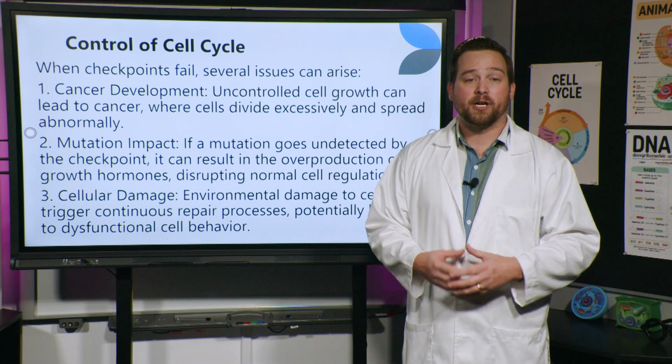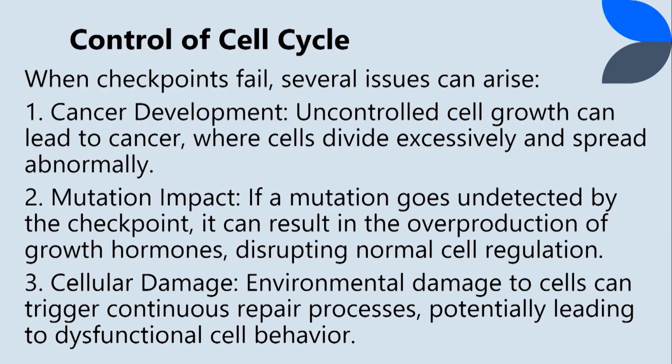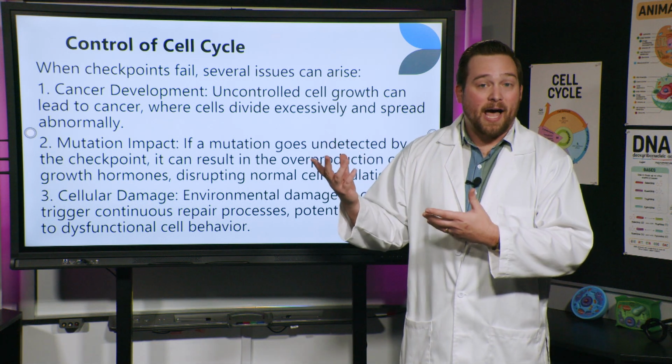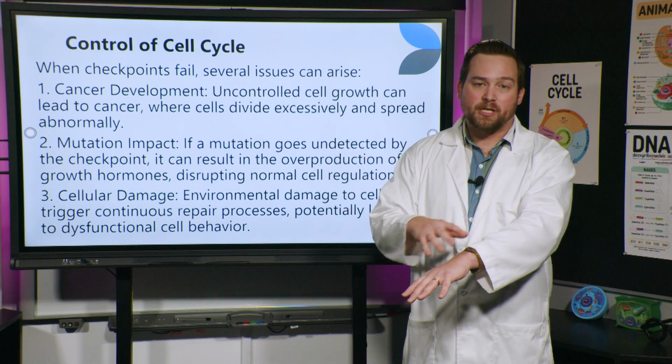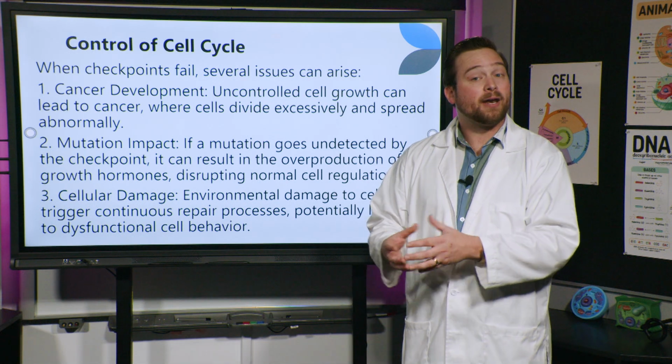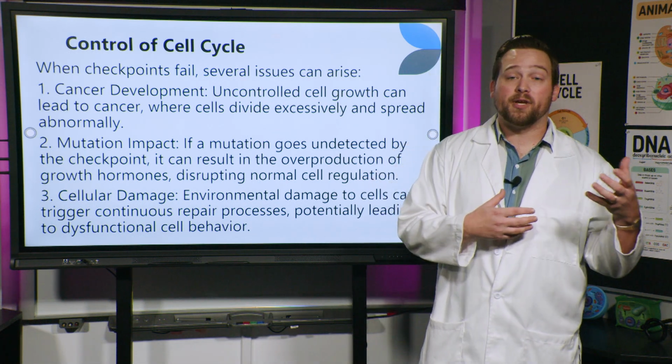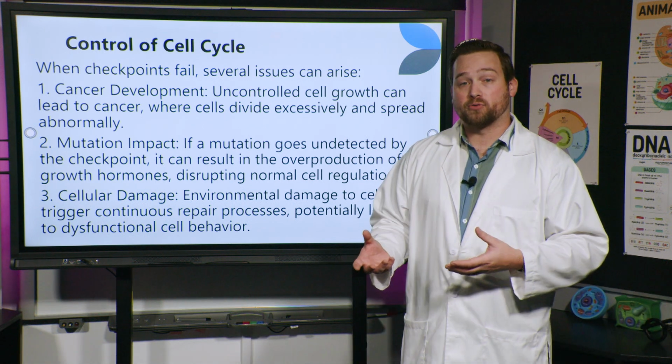Something else that we're checking for here is cellular damage. Your cells can be damaged by the environment, okay? This can lead to damage of cells that can trigger continuous repair processes. This potentially leads to the dysfunction of cell behavior. So there's a lot of carcinogens that we are exposed to every day. Even sunlight has UV light, and that can cause mutations in your skin cells. So before those cells divide, we want to make sure that the mutations aren't too dangerous, or to go back and see if we can correct the DNA before it's replicated more.